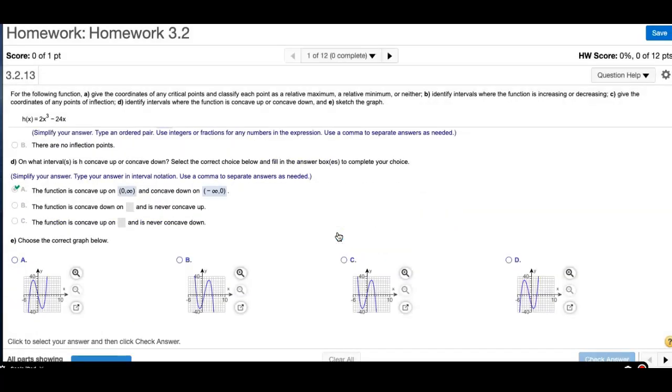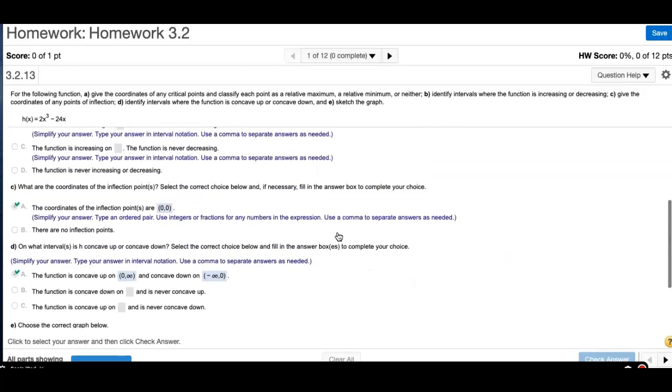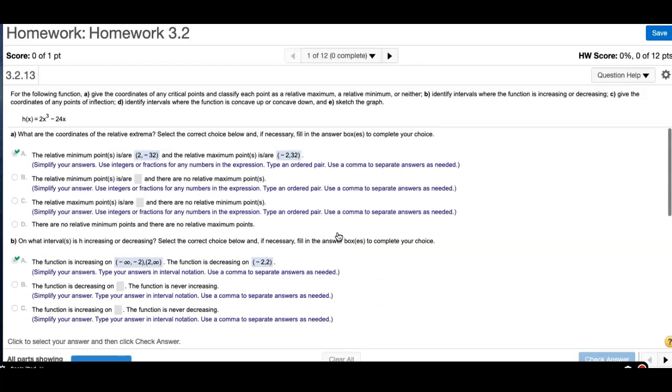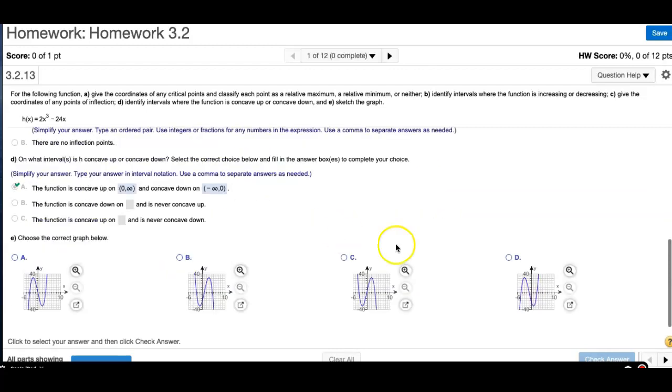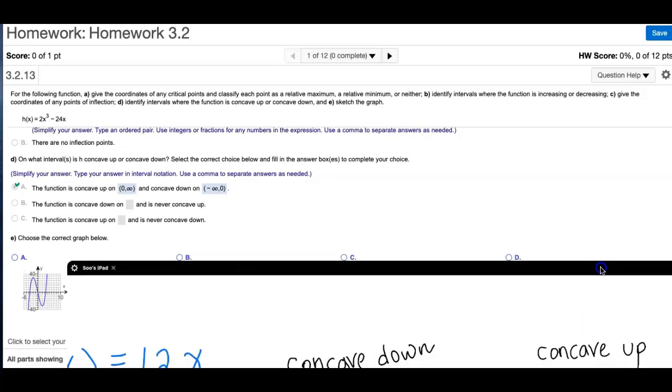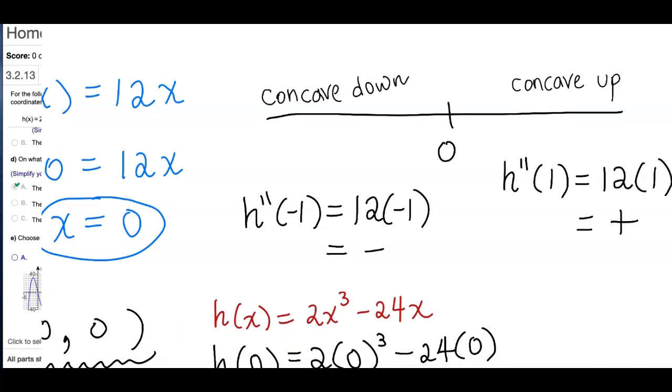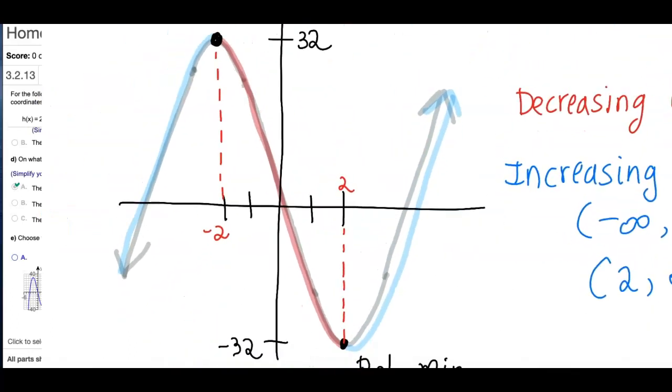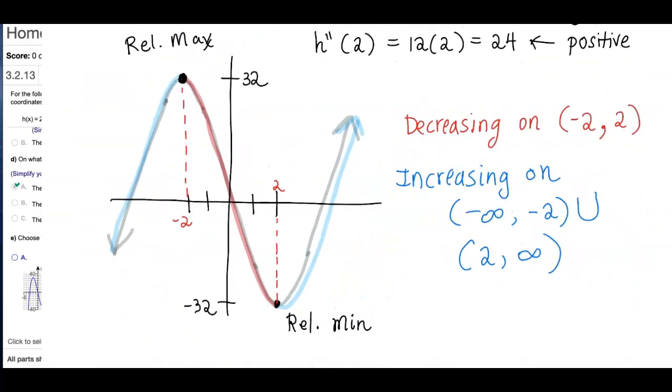Now we need to graph. So which of these functions is decreasing? Well, I need to first see which graph has the points 2, negative 32 and negative 2, 32 plotted. And in fact, don't I have a sketch of it already? So let me show you real quick how I sketched this over here. So I'm looking for a graph that looks like this.